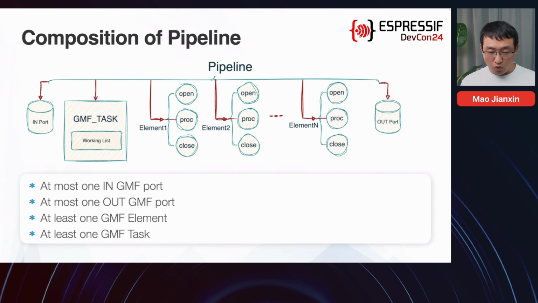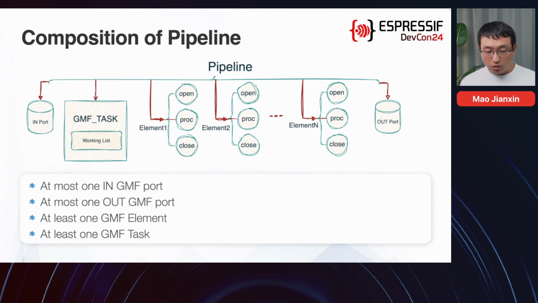The GMF pipeline is a model that operates independently with GMF. It handles events for connected elements and tasks, and is responsible for managing in and out ports. During operation, the pipeline also registers jobs for connected elements. Typically, a GMF pipeline consists of one GMF task, at least one element, one import and one output.